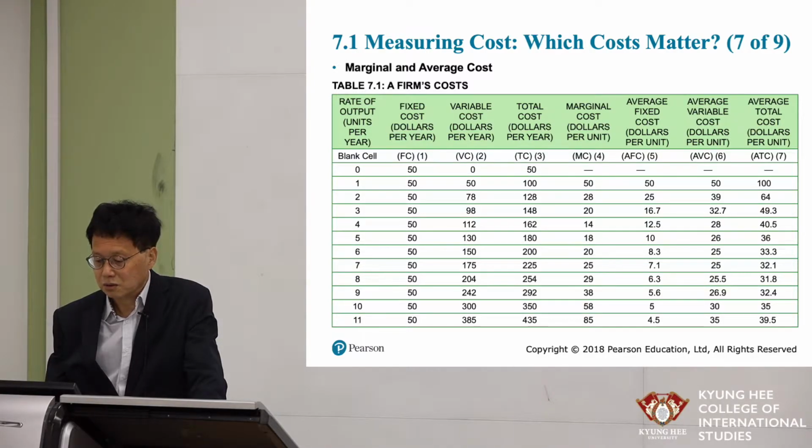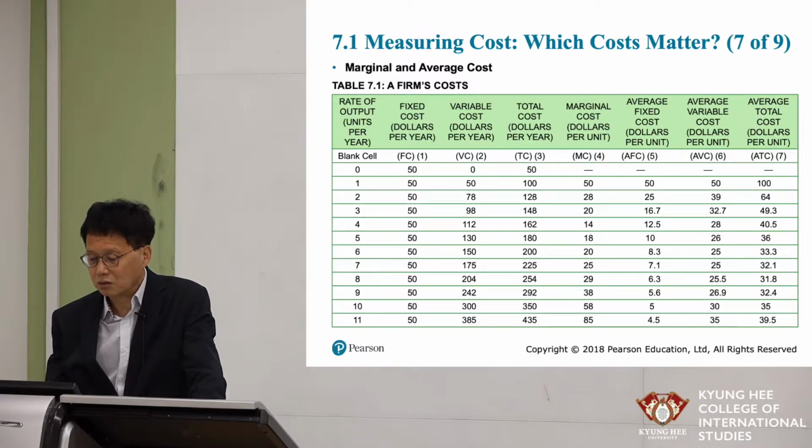For example, it doesn't vary at all. It doesn't matter if you produce no output or 11 output, every time fixed cost is fixed at $50. And variable cost increases and increases. The total cost is variable cost plus fixed cost.